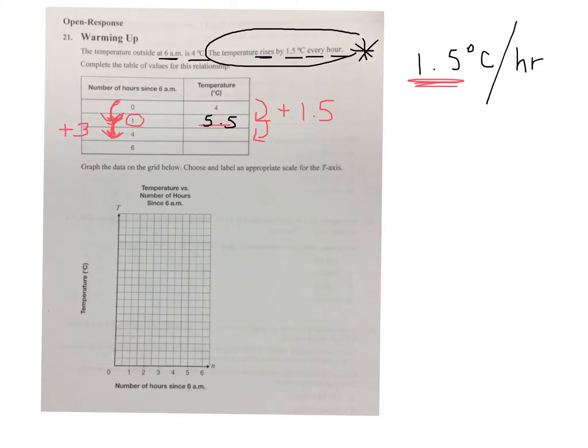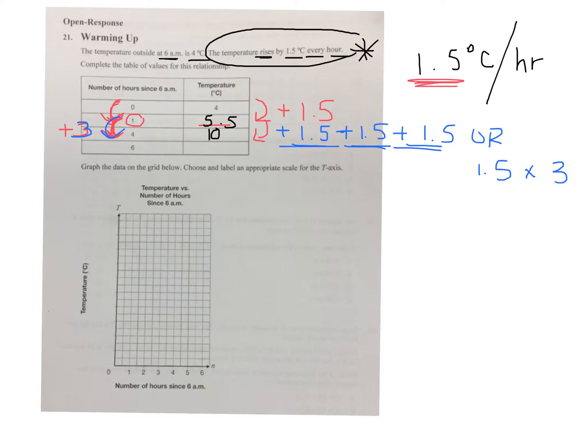Because they're showing an increase of 3 hours, we know that we have to add 1.5 how many times? 3 times, because there's 3 hours that have passed. So I can do 1.5 plus 1.5 plus 1.5, or how else can you write that? 1.5 times how many hours? Okay, so I'm going to take 5.5 and add 1.5 3 times, because they're showing that 3 hours have gone by now. So what's 5.5 plus 1.5 plus 1.5 plus 1.5? What's the answer? 10. Good.